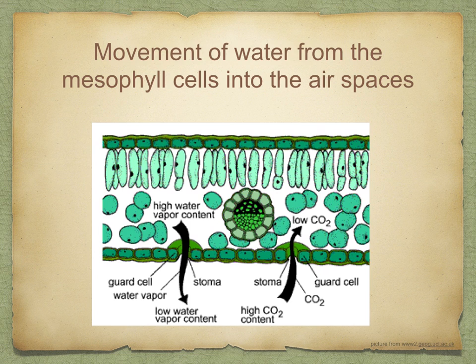Remember that the stomata are there to allow carbon dioxide into the leaf and oxygen out. So carbon dioxide enters the leaf so that photosynthesis can take place in those cells. Water vapor is going to move out of the stomata. This is because there's a water vapor gradient between the leaf air spaces and the atmosphere. So water vapor is going to diffuse down this gradient.